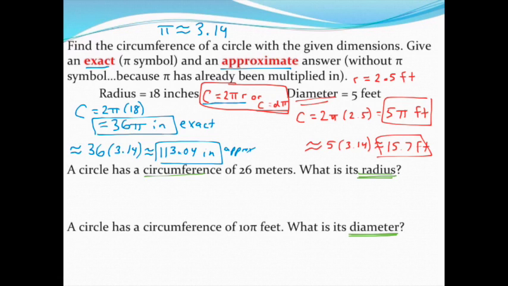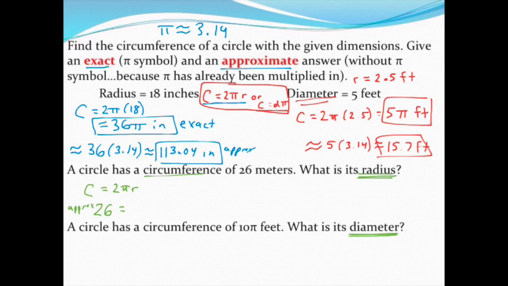So they've given us circumference. So to work backwards, let's set up our formula first. Circumference is equal to 2 pi times the radius. And then plug in what we know. Our circumference is 26 meters, and what we need to figure out is whether that 26 is either an exact or an approximate answer. It doesn't have anything to do with decimals, it has to do with whether you see a pi symbol or not. Since there's no pi symbol in this problem, that 26 is an approximate answer.